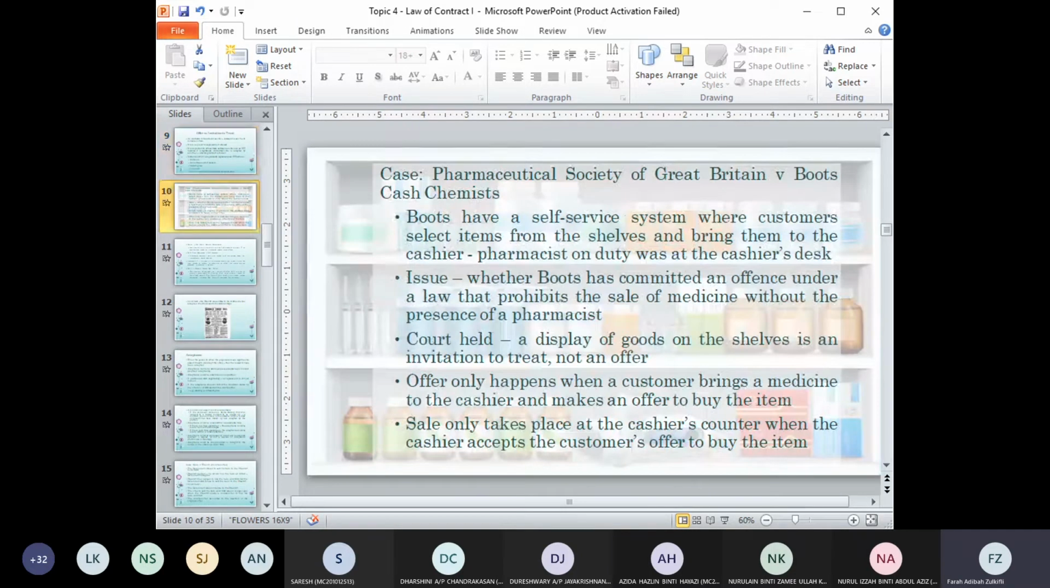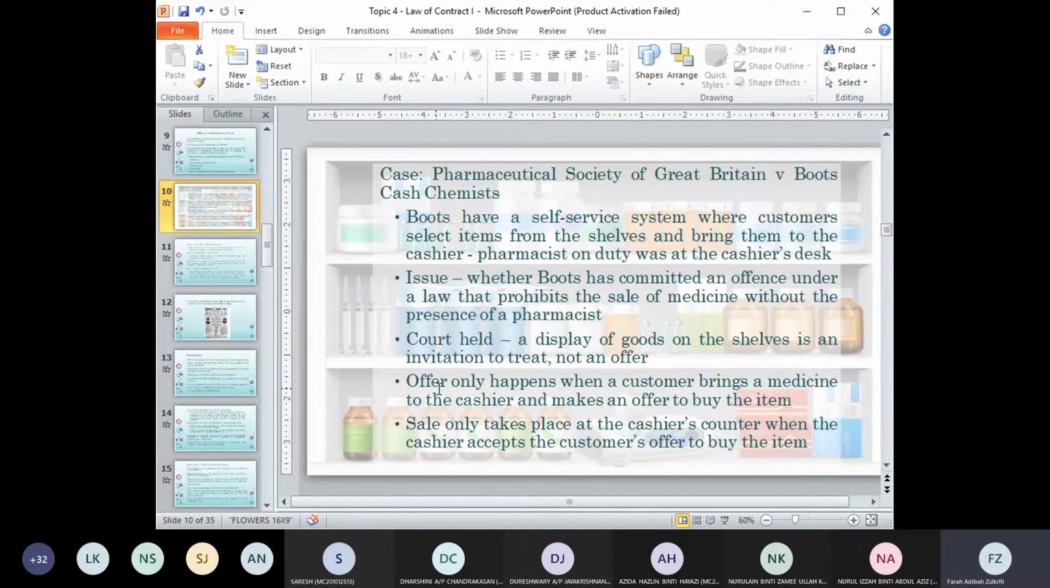Okay, so this is one case on items displayed on shelves of a pharmacy: the case of Pharmaceutical Society of Great Britain and Boots. In this case, this is a pharmacy which has a self-service system. The pharmacy puts all their medicine and items on the shelves, and the customer takes the item from the shelf and brings it to the cashier. There is a pharmacist on duty at the cashier's desk.